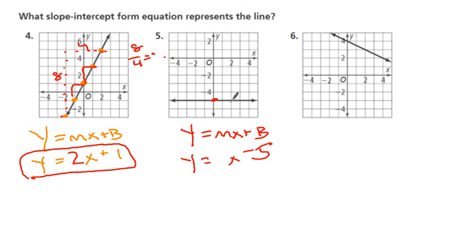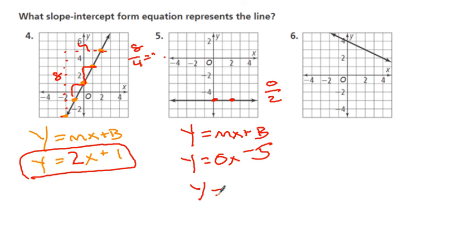Okay, well, let's pick another perfect point. Here's a perfect point. So from here to here, my rise, well, it's not going up at all. So the rise is 0, the run is 2. 0 divided by 2 is 0. This has a slope of 0. That means there's no steepness to the line. It's flat. So 0 times x is just 0.